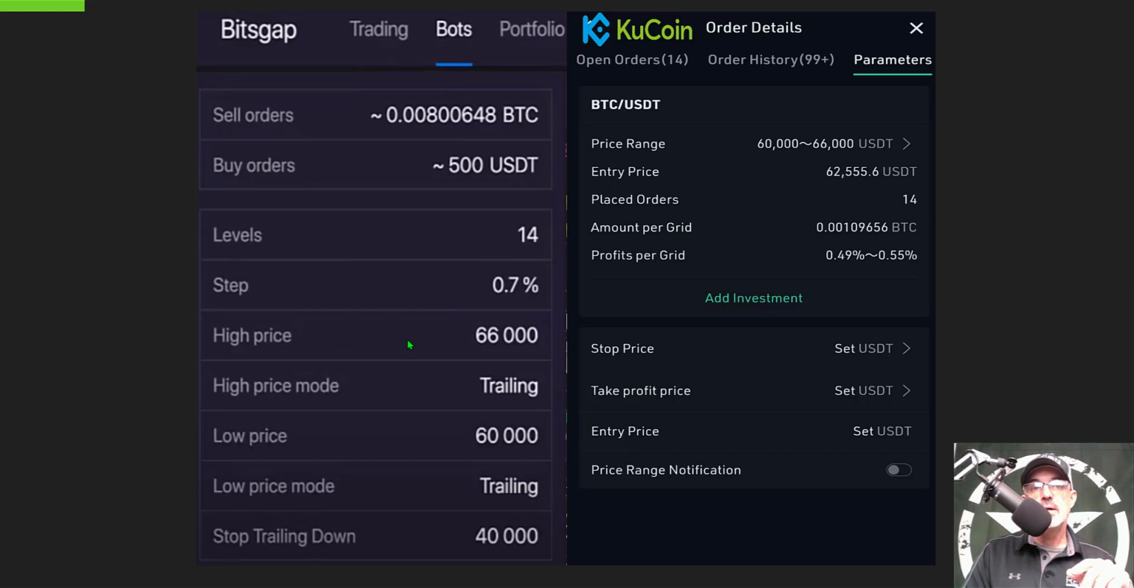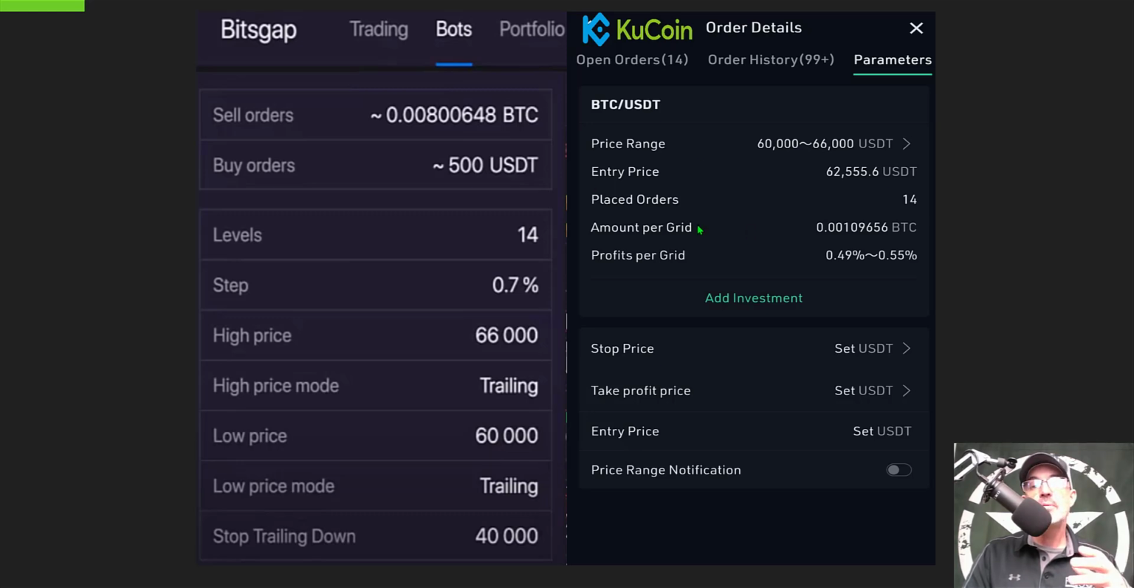Now my high price that I set up for Bitsgap was 66,000 and the low price was 60,000. And if we look over here at Kucoin, you can see price range 60 to 66. So again, that was identical, but Bitsgap actually has what is called a trailing feature, both for the upside and the lower side. You can actually have the bot follow the price action above 66,000 and stay in the fight and continue. Or on the flip side, if the price goes below 60,000, the bot will follow the price down and continue to buy at a lower price. And again, it's still in the fight and trading on your behalf.